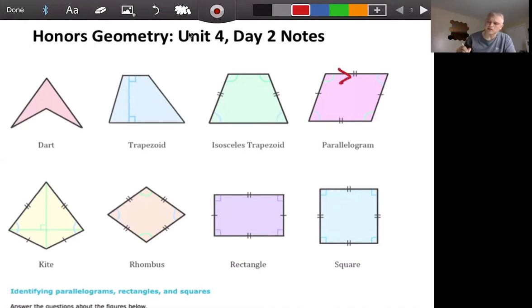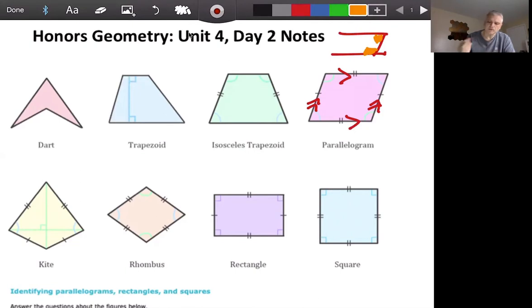So, this side is parallel to this side, and this side is parallel to this side. Right? And because of the two sets of opposite sides being parallel, now we've got, back in Unit 2, two parallel lines crossed by a transversal. Oh, look, we know something about this angle and this angle. Right? They're consecutive interior angles. They add up to 180. It's not that they're congruent. They don't have to be unless it's 90 and 90, but they do have to add up to 180.